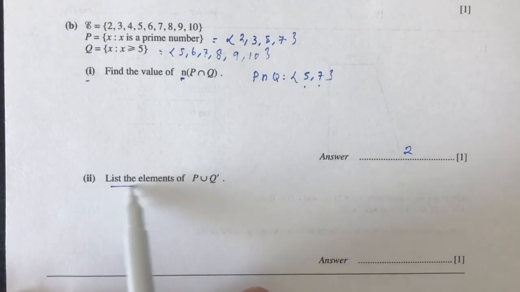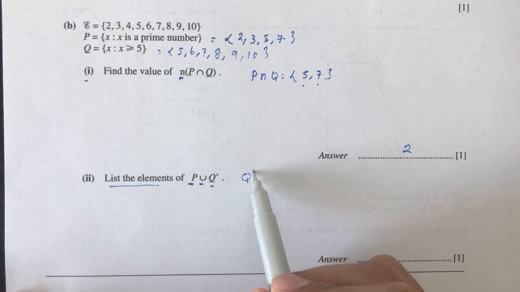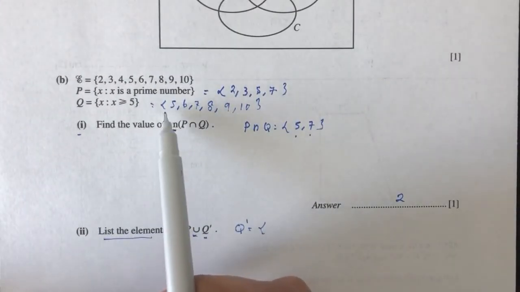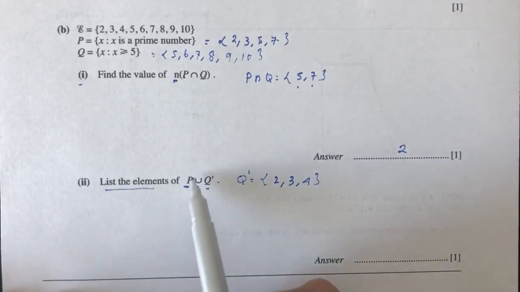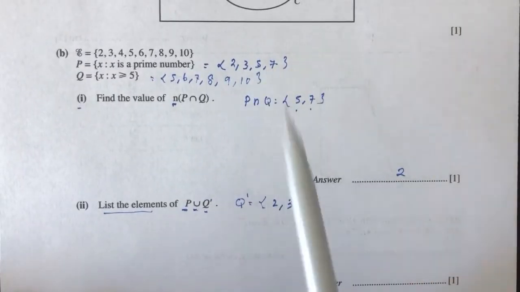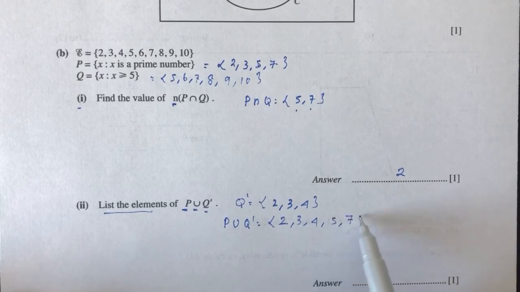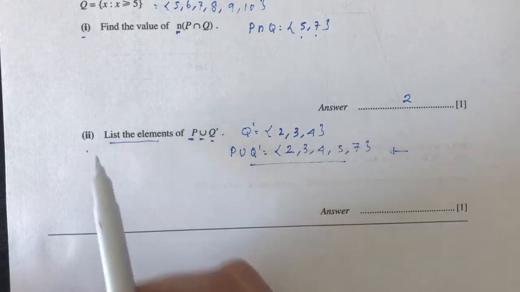So now list the elements of P union Q dash. So let's find what is Q dash. Q dash is everything which is outside of Q. That will be numbers less than 5, which will be 2, 3, and 4. So now we have to take P and union with this. So P union Q dash will give you 2, 3, 4, 5, and 7. So this is your answer for part 2.